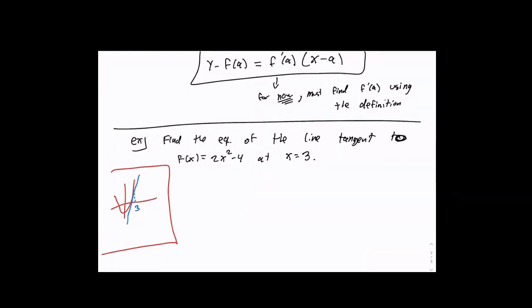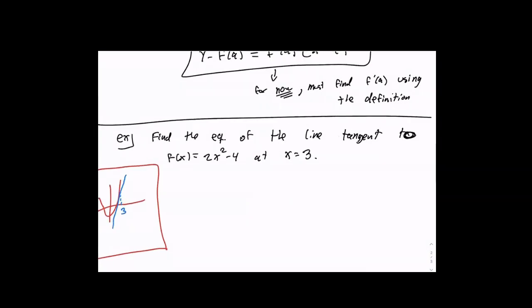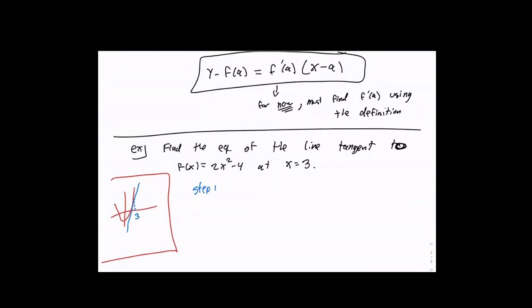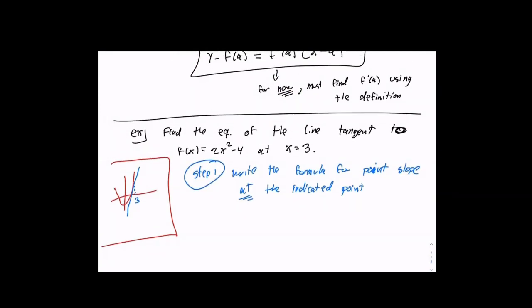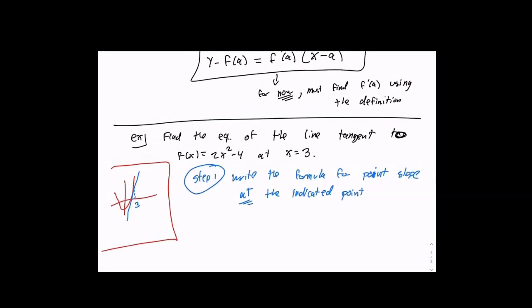So what do I do? Now the first thing I want to do, always, when I do these problems, step 1, write the formula for point slope at the indicated point. So what is the equation of the tangent line at the indicated point? We're going to write it out in the long form. So what is it?